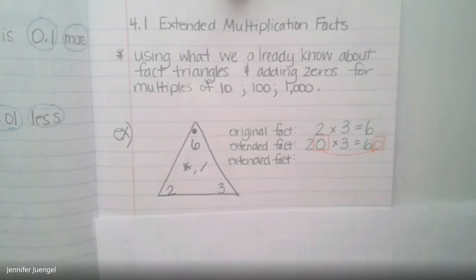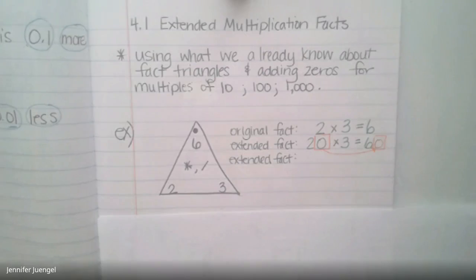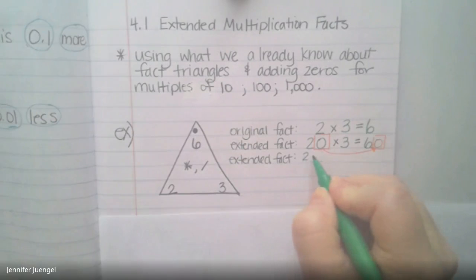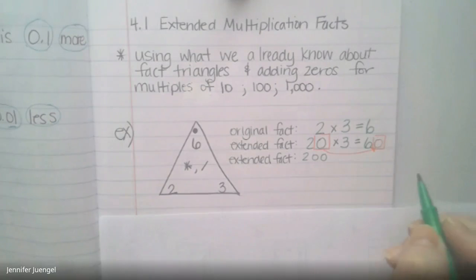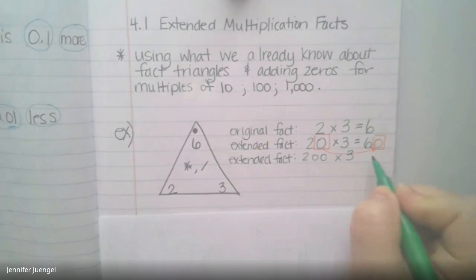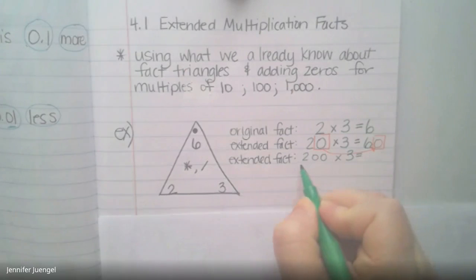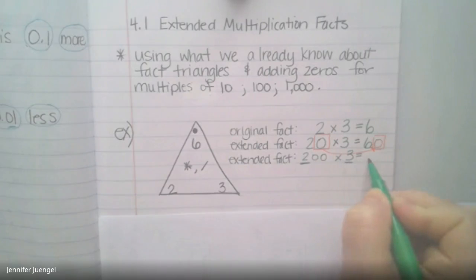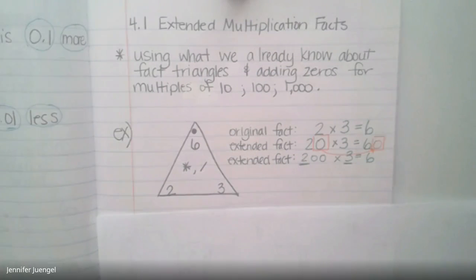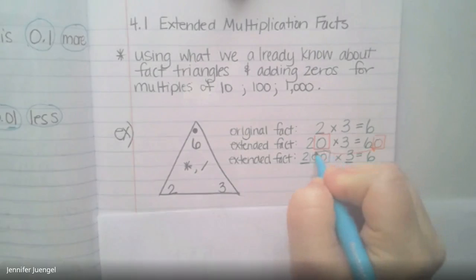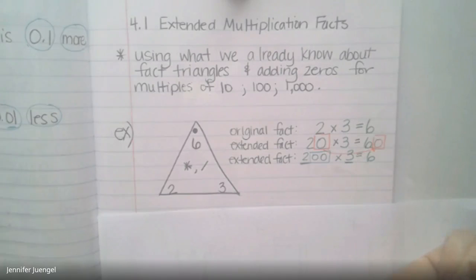Here's another example. I could keep growing this digit. Instead of 2, I could turn it into another multiple of 10. I could turn it into 200 and still multiply it by 3. So I'm still going to use what I know about the basic fact. 2 times 3 is still 6. But in this case, I, of course, have added 2 zeros to one of the factors. So because there are 2 zeros added to one of the factors, the product is also going to get bigger by 2 zeros.